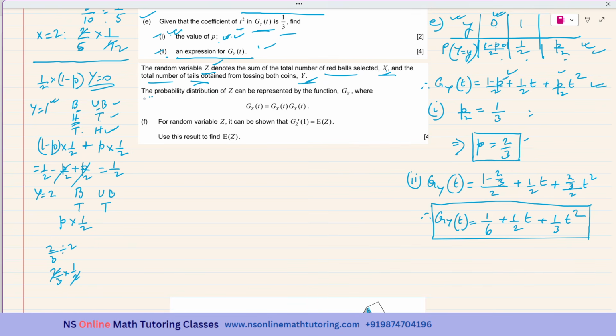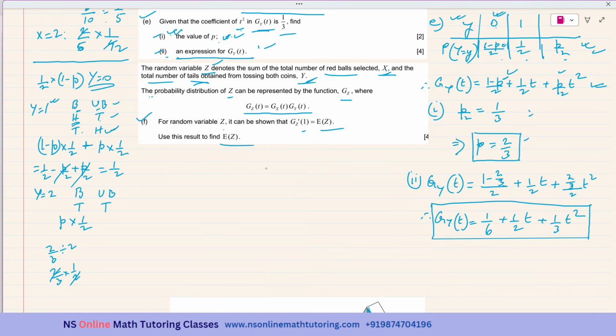The probability distribution of z can be represented by the function gz, where gz of t is equal to gx of t times gy of t. And subpart f is saying for random variable z, it can be shown that gz prime of 1 is equal to the expected value of z.